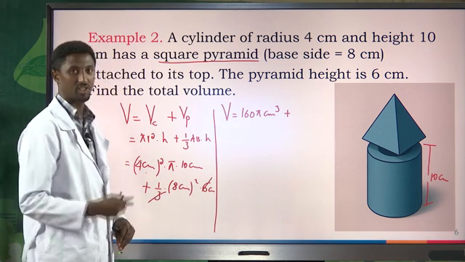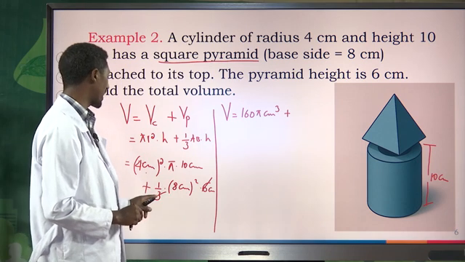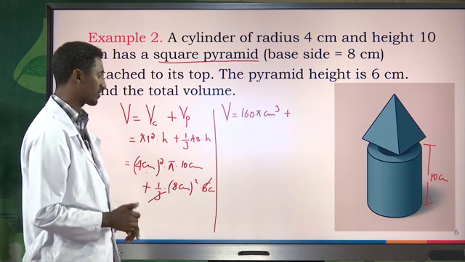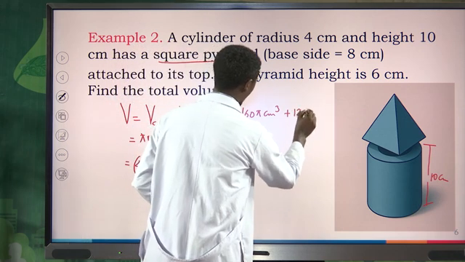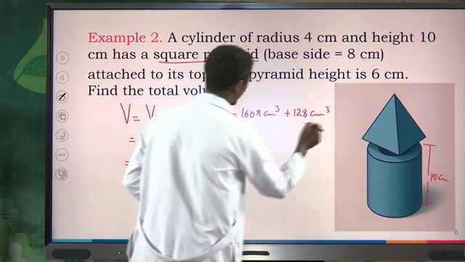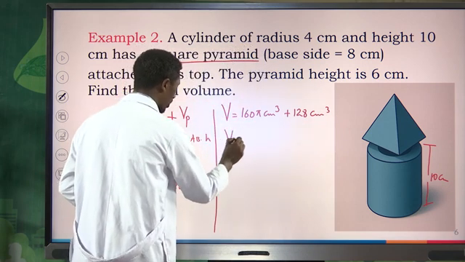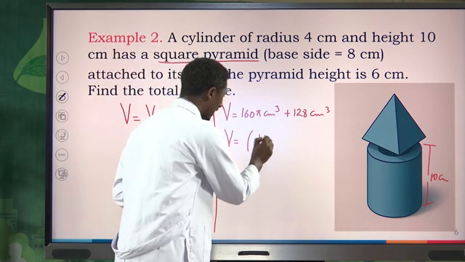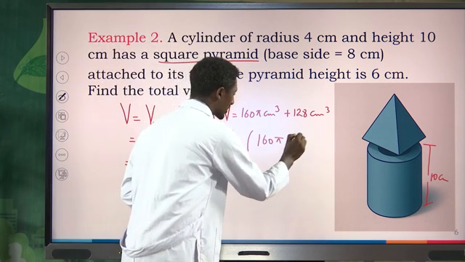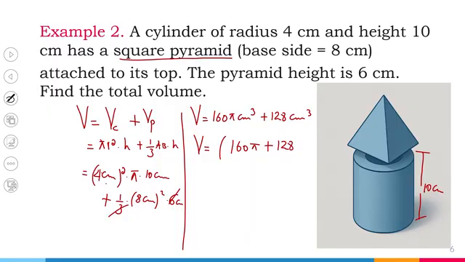Before combining, we can simplify. So 6 divided by 3 is 2. 8 the whole square is 64. So 64 times 2 is 128 centimeter cube. Good. So the volume of this composite solid figure is equal to 160 pi plus 128 centimeter cube. So we can leave the volume of this solid figure in terms of pi.